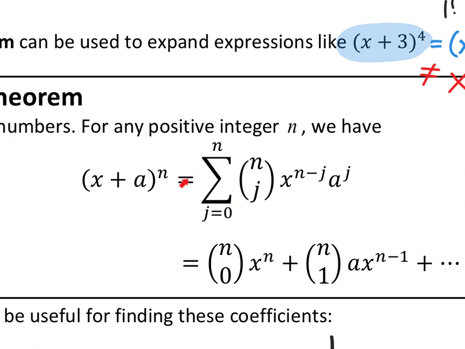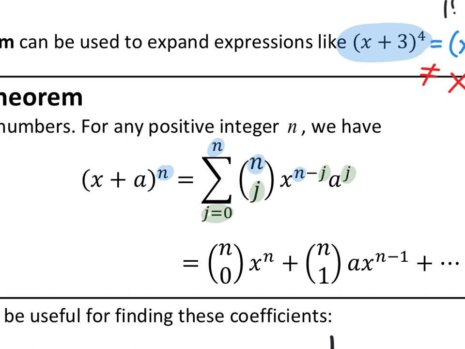Sigma. That's our series that we just learned about. This is why we didn't learn about this with polynomials. We had to learn about series first. This series is saying if you have x plus a raised to some n power, then that n becomes the upper limit of the sigma as well as the top number in my combination and the exponent for x. I am adding up a series starting at 0, ending when that number reaches n.